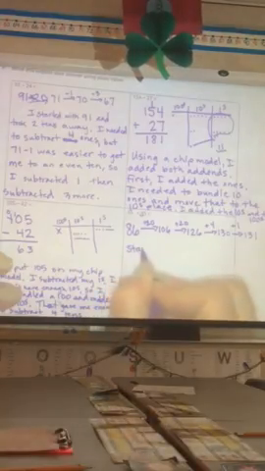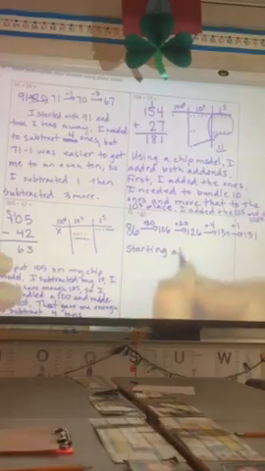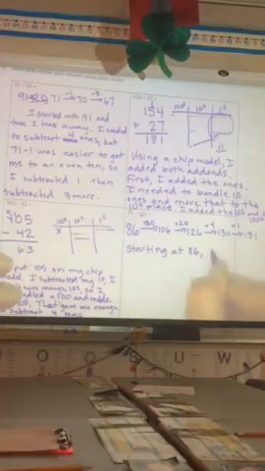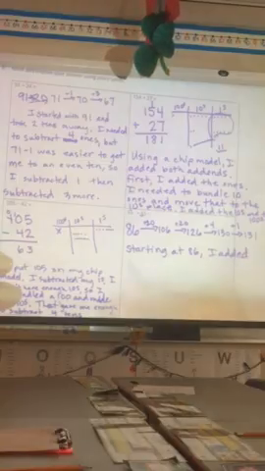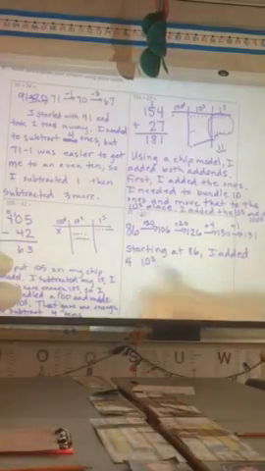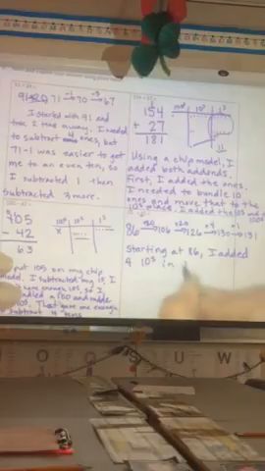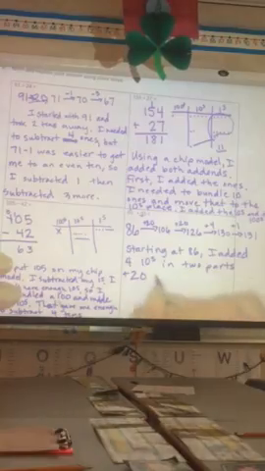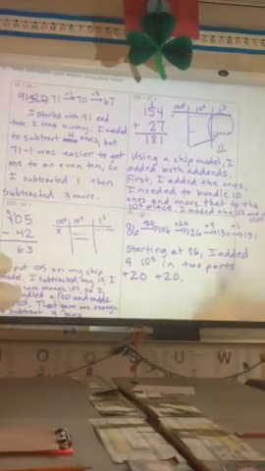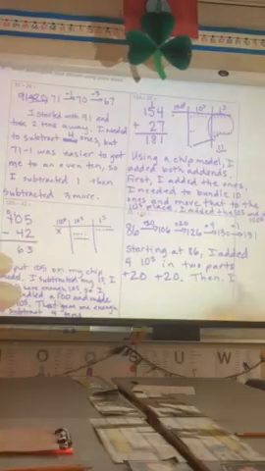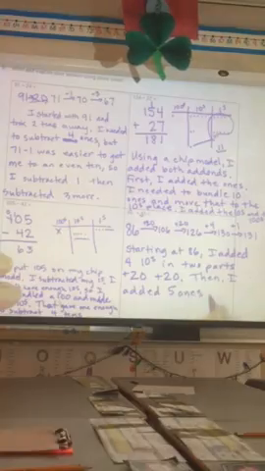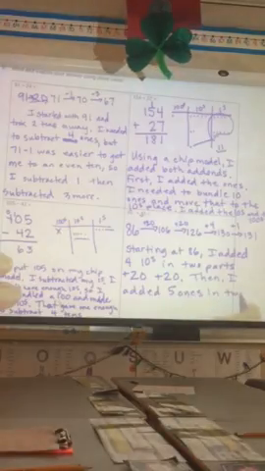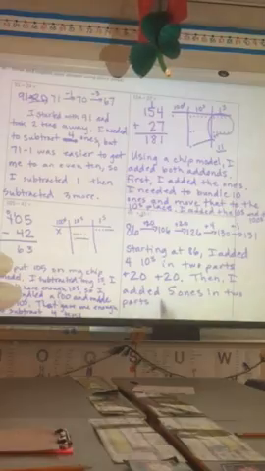So starting at 86, I added 4 tens in 2 parts. I did plus 20 and then another plus 20. Then I added 5 ones in 2 parts, plus 4 and plus 1.